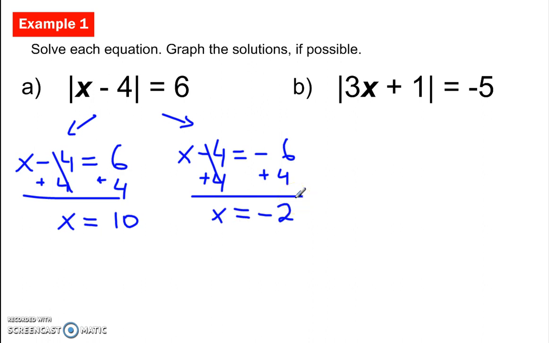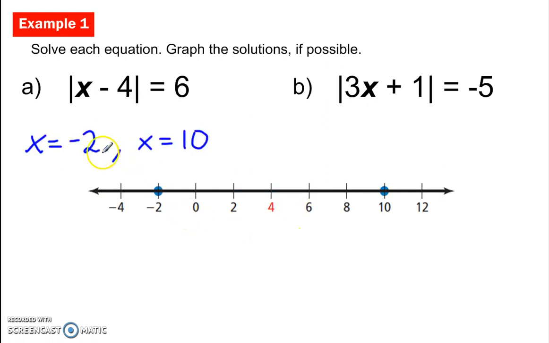Okay, here we have two solutions. We're going to graph these on a number line. When you're graphing them, I've got x equals negative 2. I'll put my dot at negative 2. And then over here, I'll put my dot at positive 10. Now, if you look at this number line, notice the number in the middle here, 4. Where does that appear in my original equation? That number in the middle is this number here.